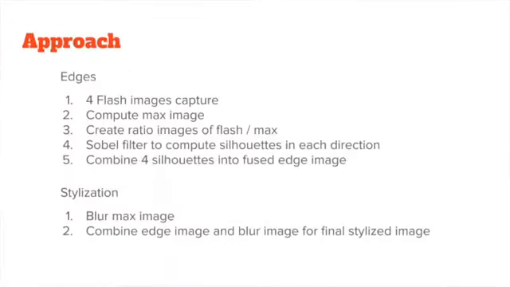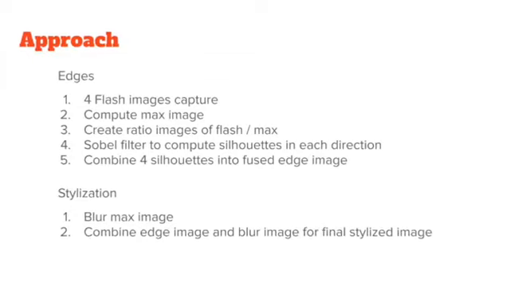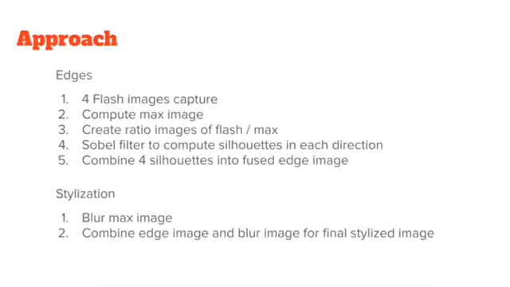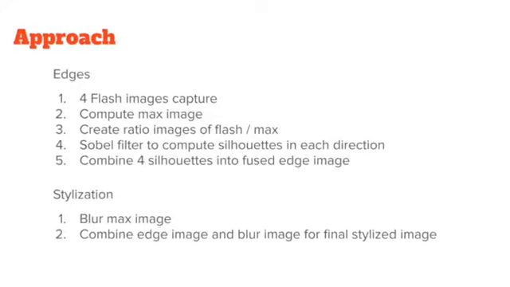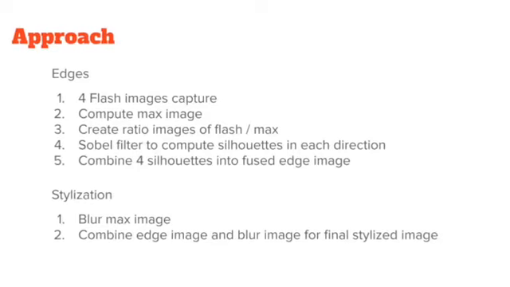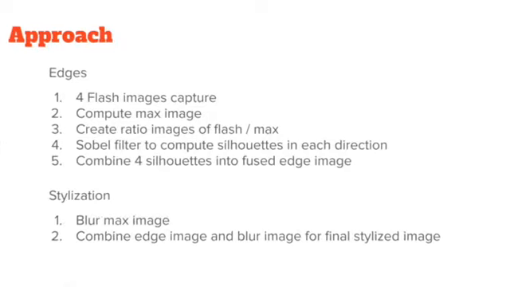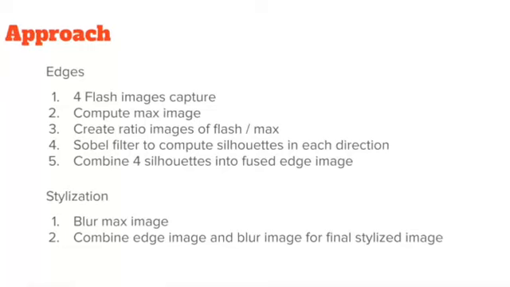So the approach that I took to create this stylized image was first I detected the edges and then created the final stylized image. To detect the edges, I first captured the 4 flash images so that each edge of the object was shadowed in at least one image and not shadowed in at least one image. Then, using these 4 flash images, I computed the max image, which is an image without any of the shadows. Then I created ratio images, comparing the flash images to the max images. So what this basically did is found the area that was shadowed in each image.